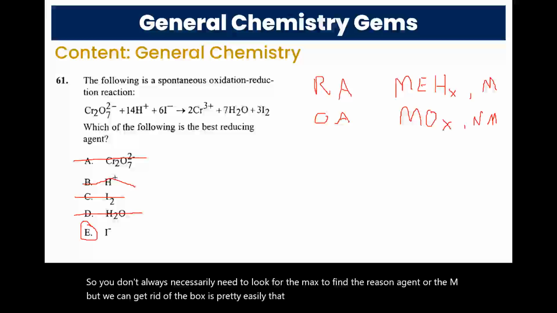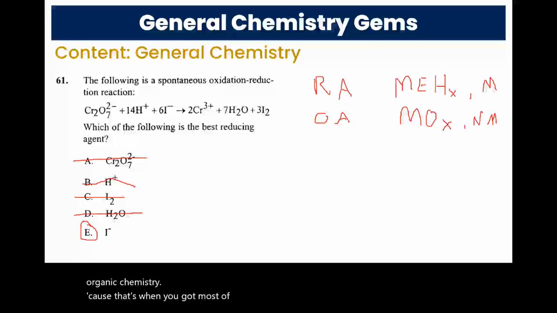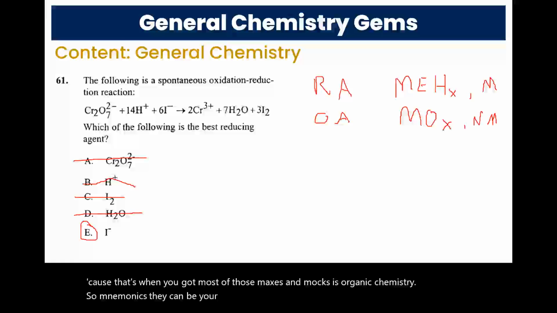So it's a nice way to keep these things categorized, because I know it's hard to remember all those oxidizing agents. You've got organic chemistry, because that's when you got most of those. MEXes and MOXes was organic chemistry. So mnemonics, they can be your best friend. Let me give you one more mnemonic while we're at it.